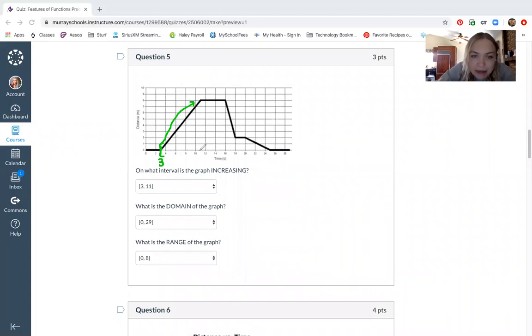But you keep going uphill, uphill, uphill until you get to here. And that is where you would tell whoever's listening to this mathematical explanation, it stops increasing when you get to the point 11. So that's why we say from 3 to 11.